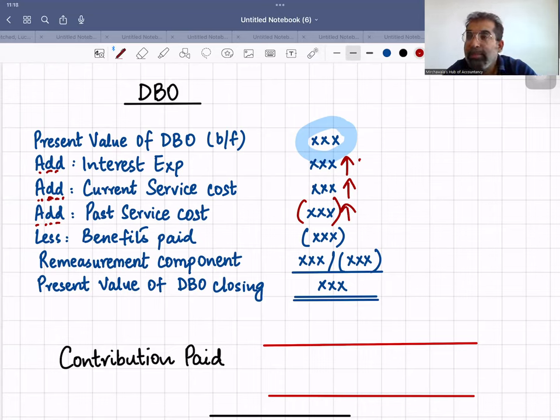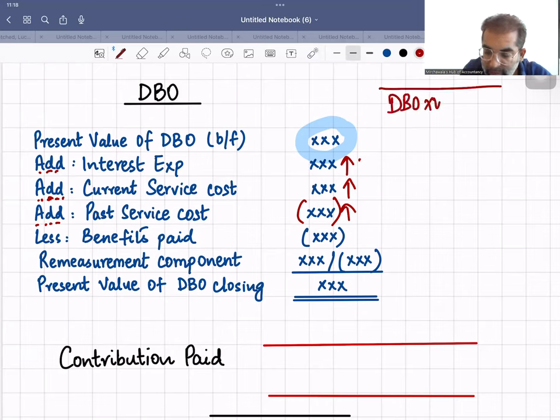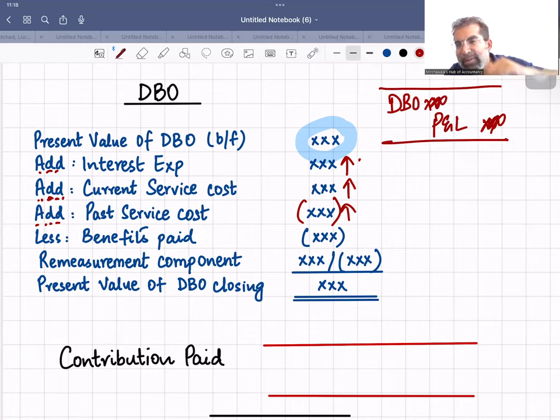But sometimes the plan is amended in the opposite direction, like we amend it to pay less. So in that case, the entry will be DBO debit and P&L credit. Then it will be your income, and your liability will be decreased. This is what we call negative past service cost. Okay. So be careful. Maybe in the next class, I'll be teaching one question like this as well.